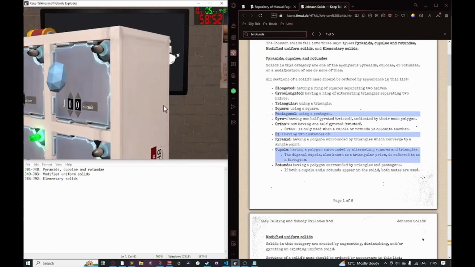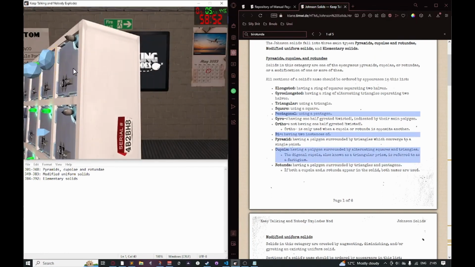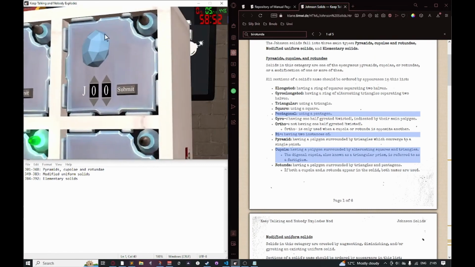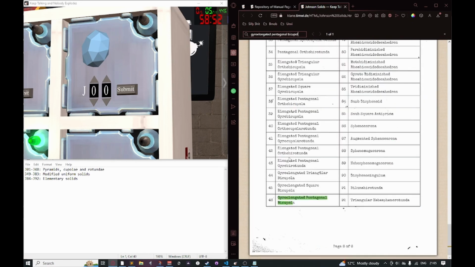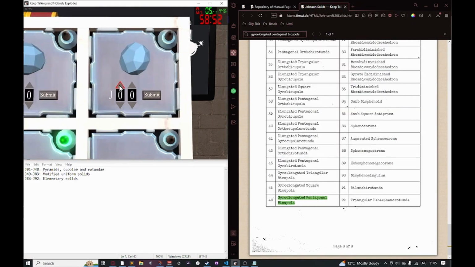Bicupola, and it's a bicupola because we have a cupola on the other side as well. The two halves are connected by a ring of alternating triangles, so it's gyro elongated. And because it's gyro elongated, we can't call it gyro ortho because it is automatically gyro. So we have a gyro elongated pentagonal bicupola, which is 46.